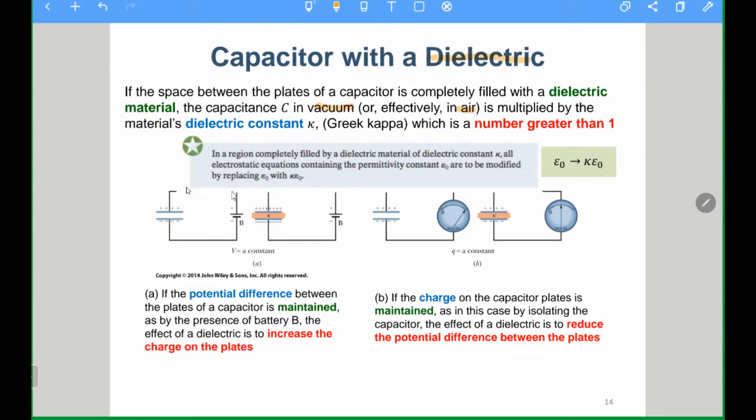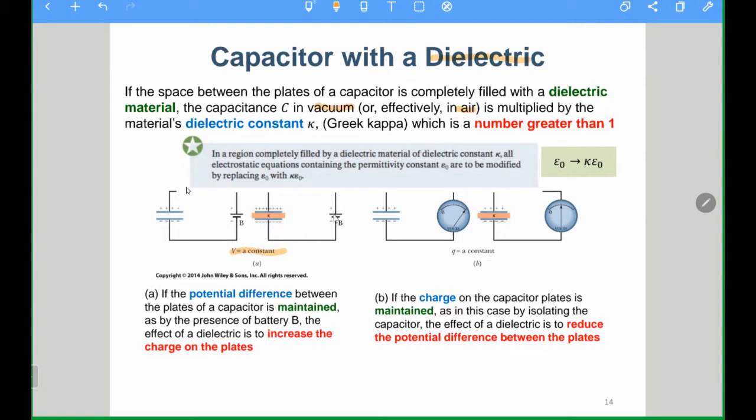So suppose we have a circuit diagram like this. Originally, we have a battery, so we have a constant V. We don't change the battery. But if we place some dielectric between the plates, then we can see that there will be more charges, which means that the capacitance becomes larger.